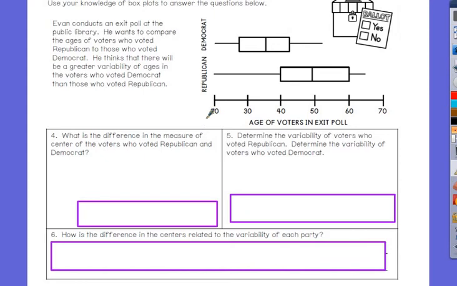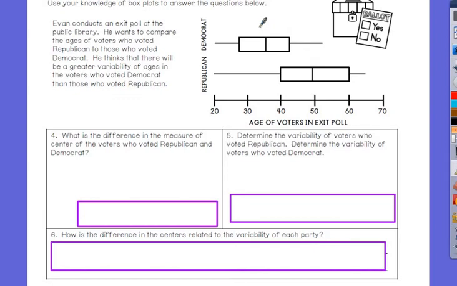All right. So this says Evan conducts an exit poll at the public library. He wants to compare the ages of voters who voted Republican to those who voted Democrat. He thinks that there will be a greater variability of ages in voters who voted Democrat than those who voted Republican. So Democrat box is up top, Republican box is down below.